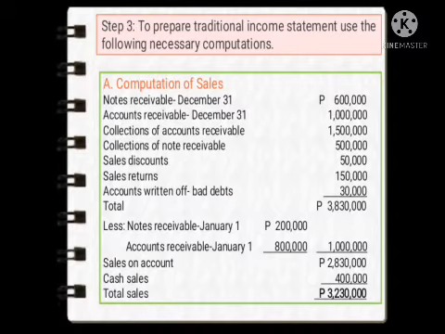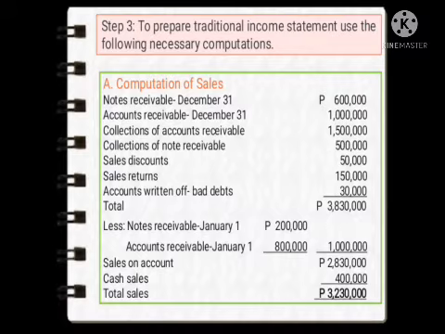So the total, 3,830,000 minus 1 million, is equal to the sales on account, which is 2,830,000, plus the cash sales, which is 400,000, is equal to the total sales of 3,230,000.